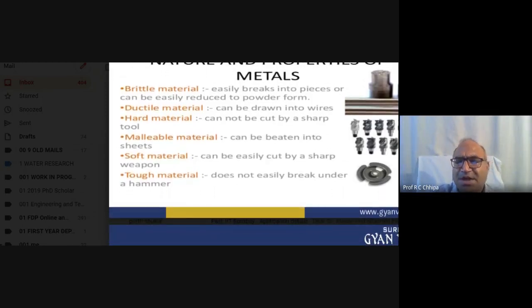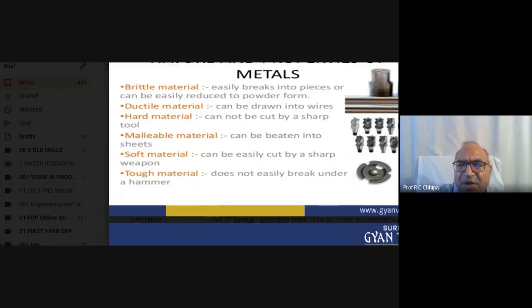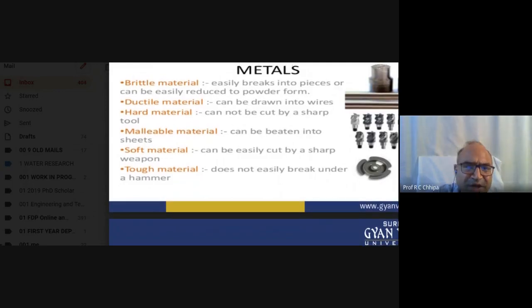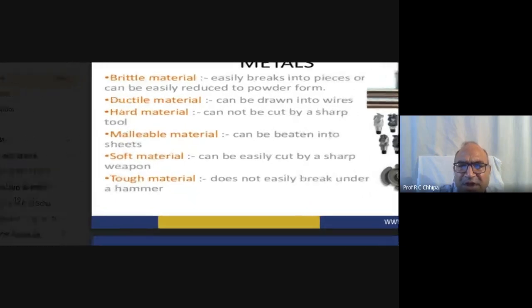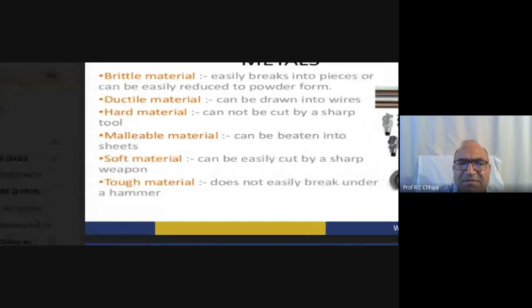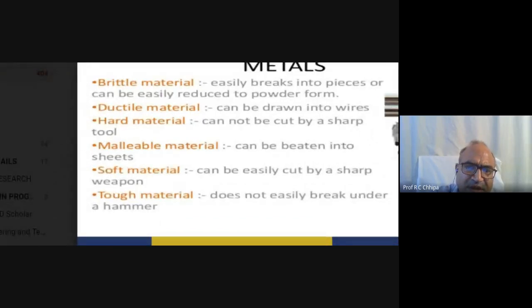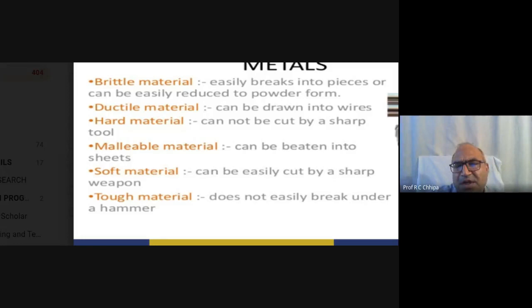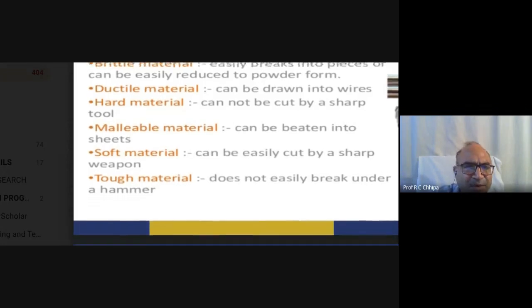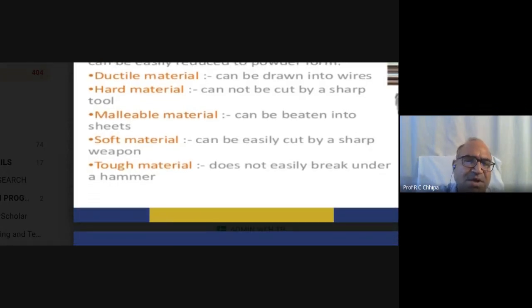Here, the brittle material easily breaks into pieces or can be easily reduced to powder form. This is also one of the important properties. The ductile can be drawn into wire. We can prepare silver foil, gold foil. This is because of the ductility. So ductile material, in this case, the silver foil, the gold foil. A hard material cannot be cut by a sharp tool, a very hard material.